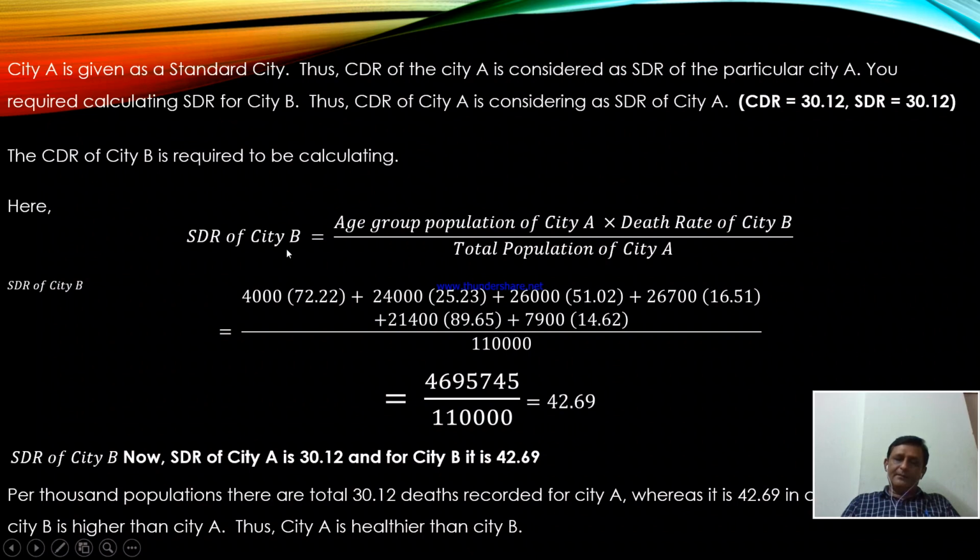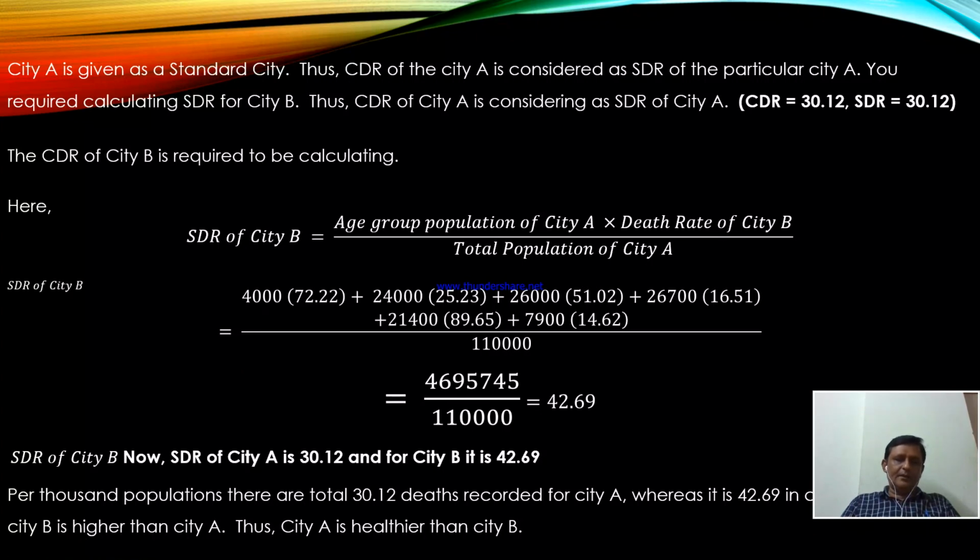And how to do this? So let's check the SDR of city B using the age group population of city A. Once again, let me recall, we are going to calculate the standard form for city B. We are going to standardize city B. So I need to multiply the death rate of city B with the population of city A, and I'll divide that by the total population of city A. Right. Once again, let's check.